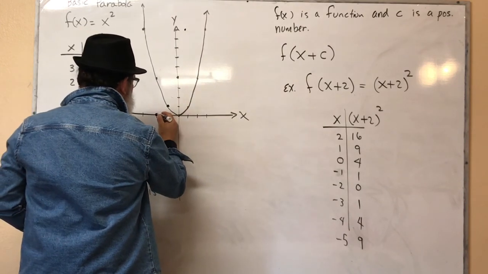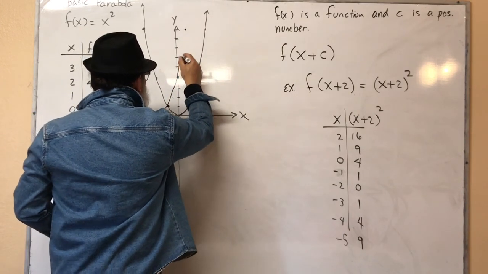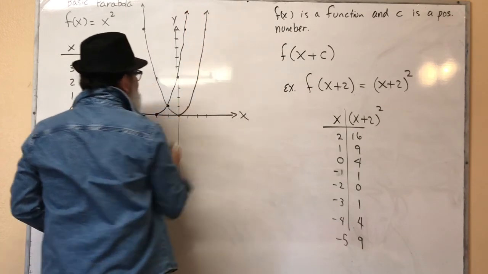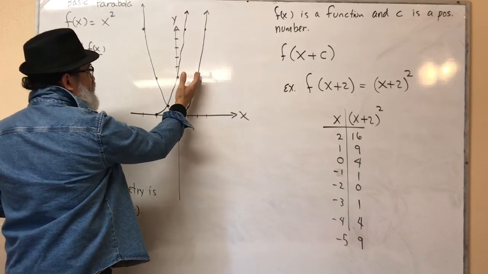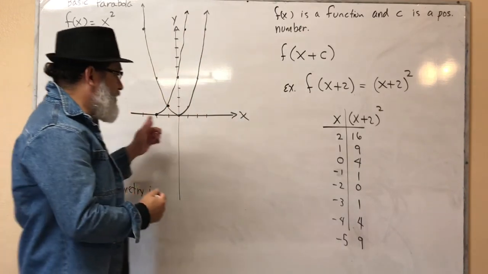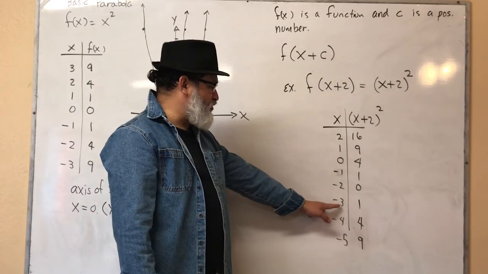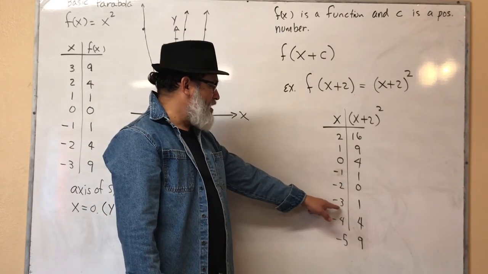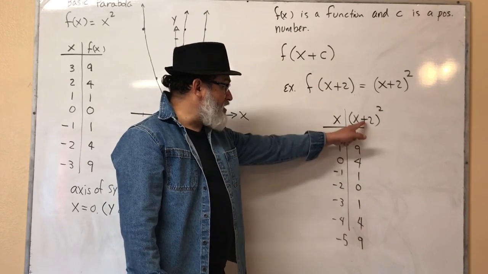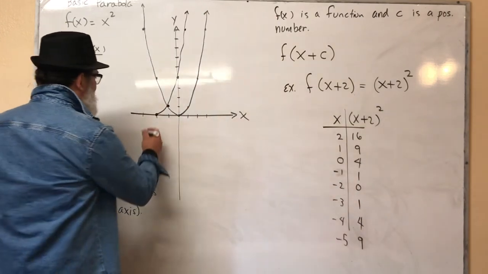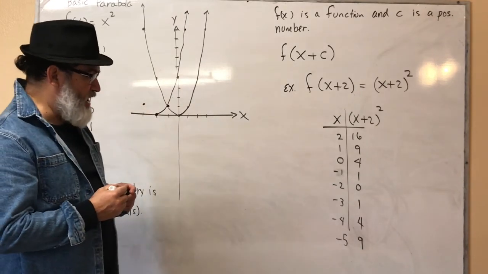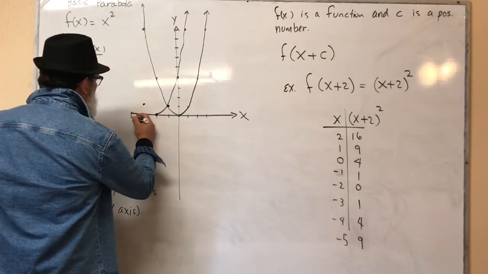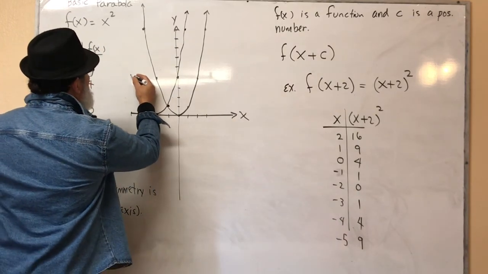So far we have this. Look what happened. Guys, look what happened. This side of the parabola shifted twice left. I'm not done. Let x be negative 3. When x is negative 3, we get 1. When x is negative 4, we get 4, right around there, approximately.